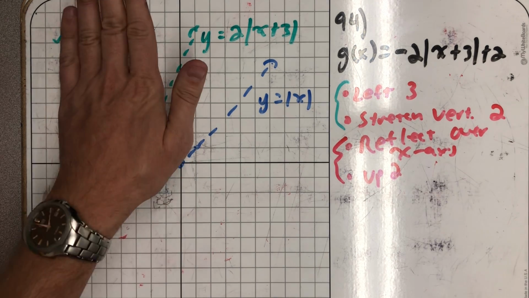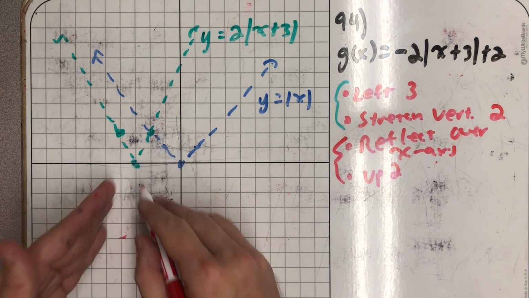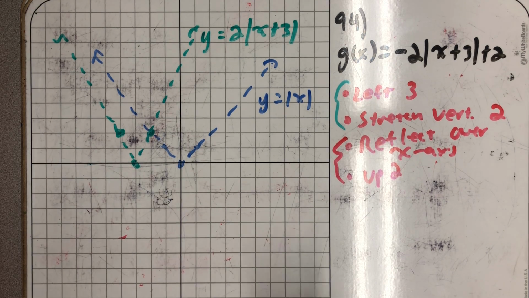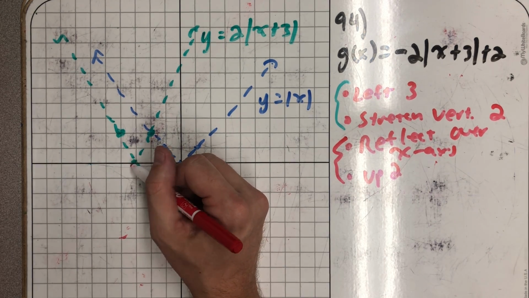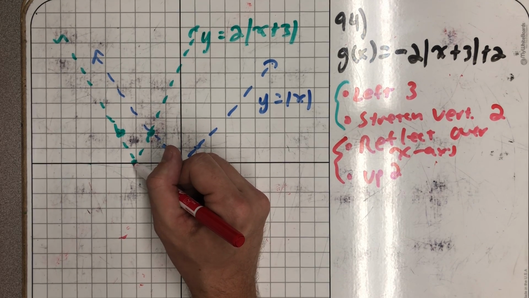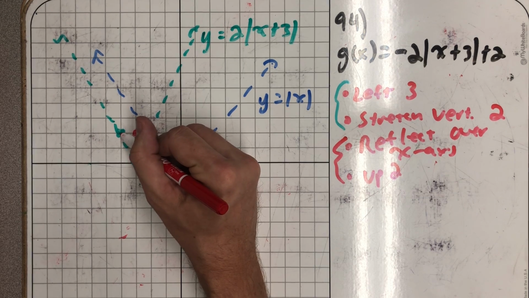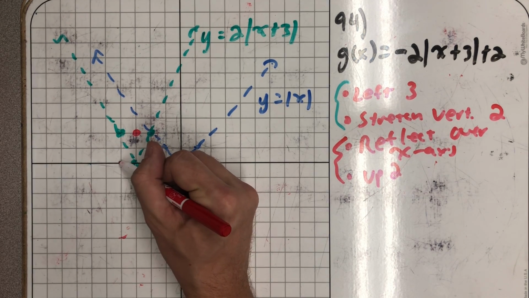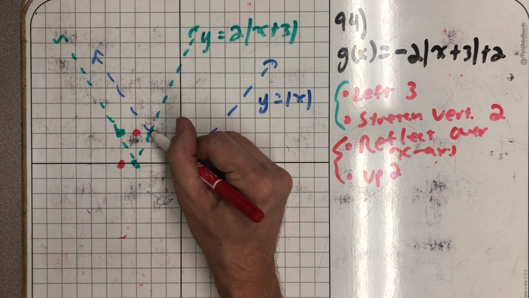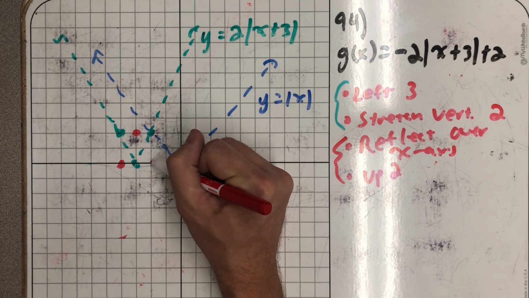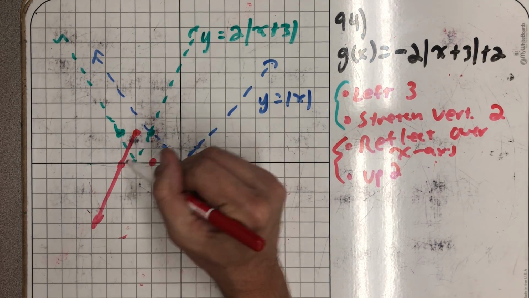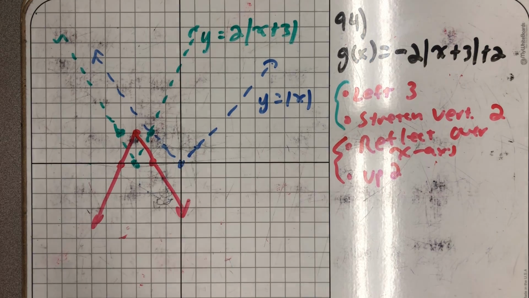I'm supposed to reflect everything over the x-axis, which would just give me this downward facing V, and then move everything up 2. So the reflection doesn't do anything to this point on the axis, so it would just move up to 1, 2. This point would reflect down here and then go up 2. This point reflects to here and then up 2. And there's my nice, happy final answer.